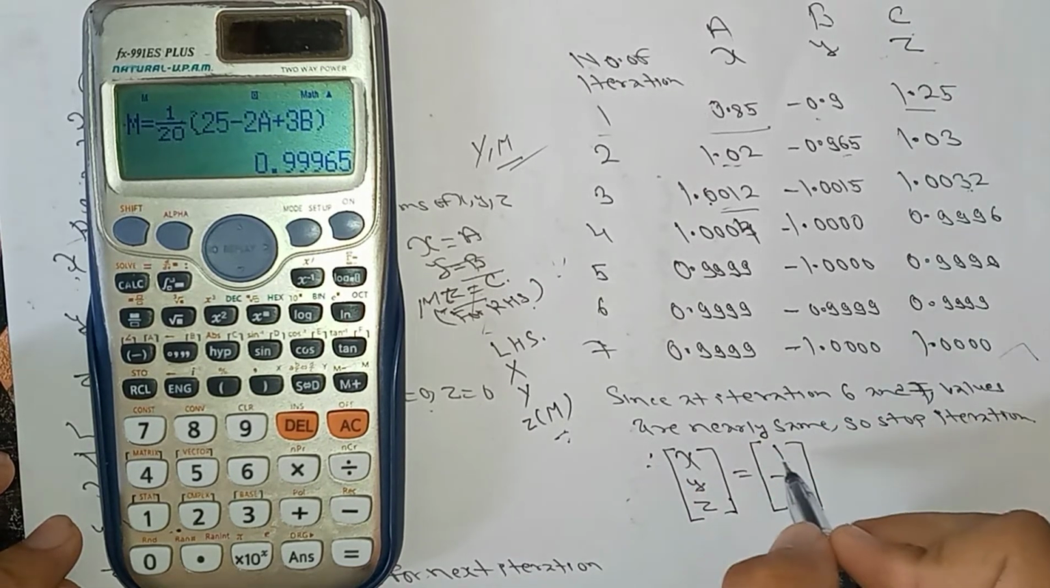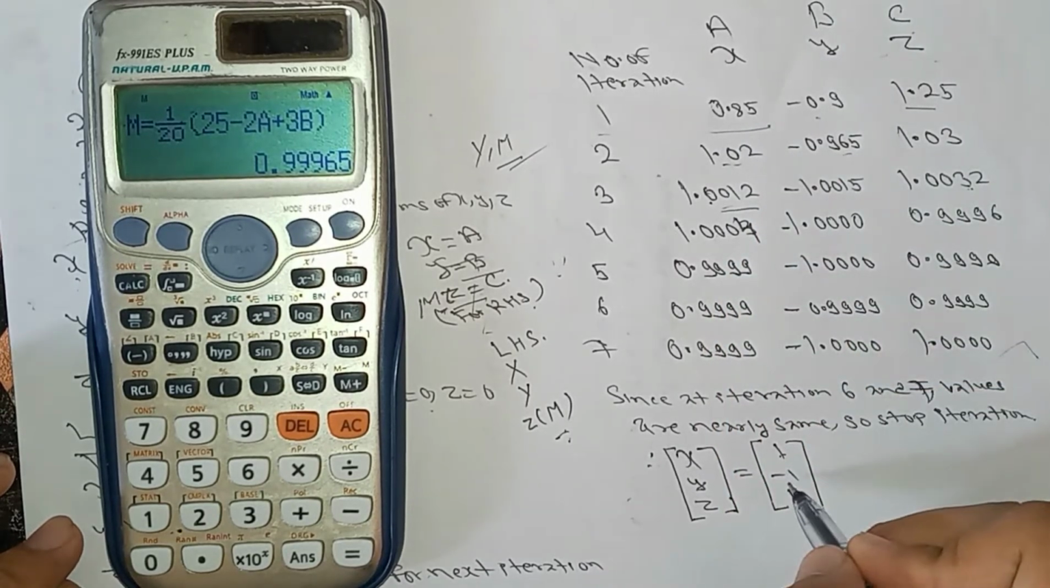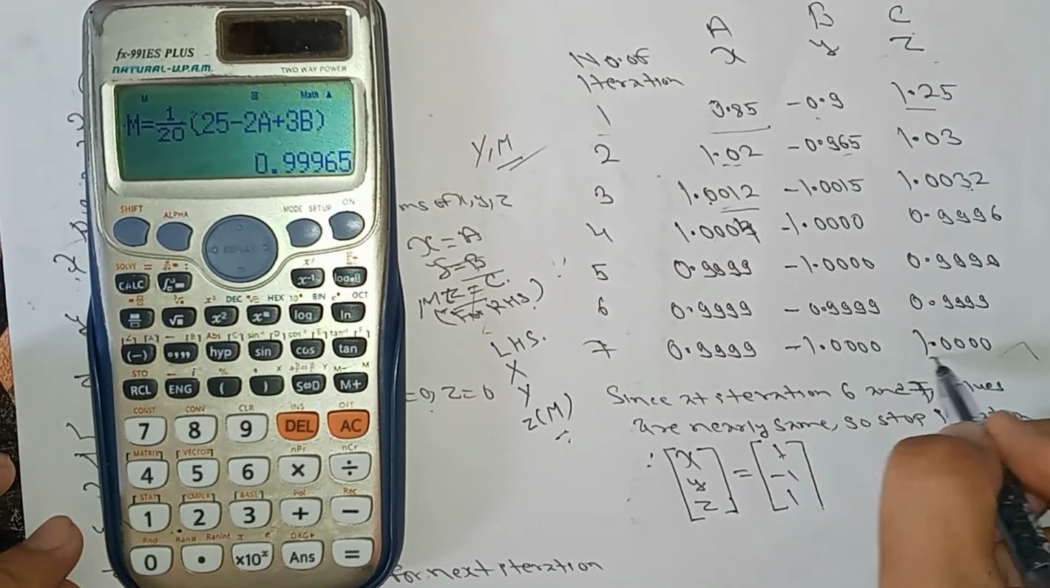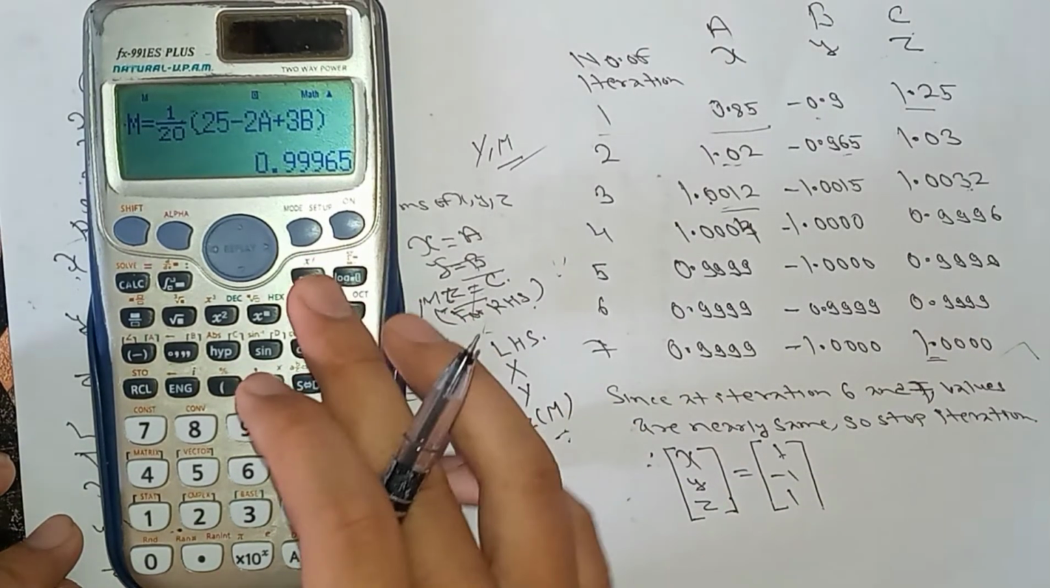We can write the value after rounding up: 0.99 means 1, so we write 1 for x, here minus 1, we write this as minus 1, and for z we write 1. In this way you can find the values using the calculator.